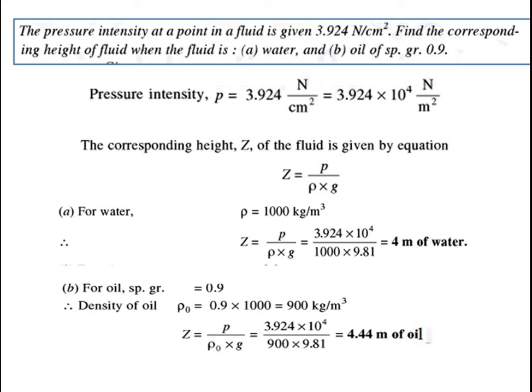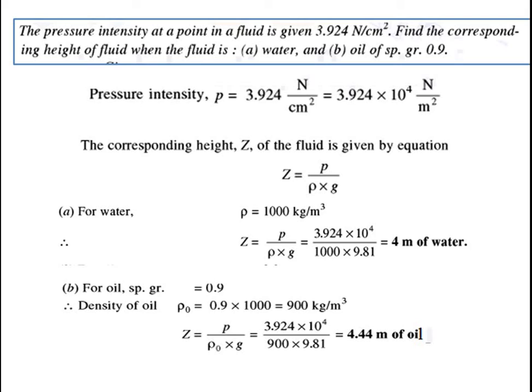The pressure intensity at a point in a liquid is given as 3.924 Newton per centimeter square. Find the corresponding height of fluid when the fluid is water or oil, of specific gravity 0.9. So pressure intensity P is equal to 3.924 Newton per centimeter square. It is nothing but 3.924 into 10 to the power 4 Newton per meter square.